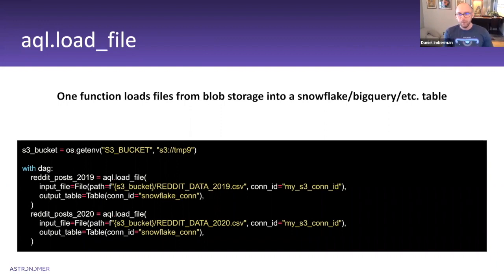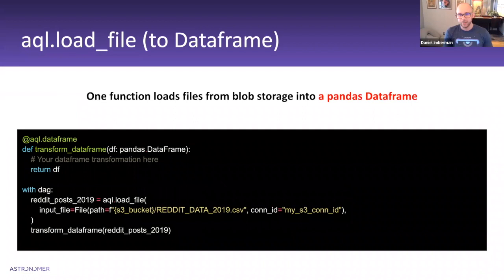So now you have one function that handles all movement of data from blob storage or local storage into Snowflake, BigQuery, etc. But what if you don't have a data warehouse? What if you're a more Python specific team and not necessarily a SQL team? Well, if you run the AQL.load file and you don't give it a table, it actually returns a data frame. And that data frame can be passed into the AQL.dataframe function, or it can actually be passed into traditional TaskFlow API tasks. So you can actually just load a file, pass it into a TaskFlow task, and then be kind of in the more traditional Airflow ecosystem.